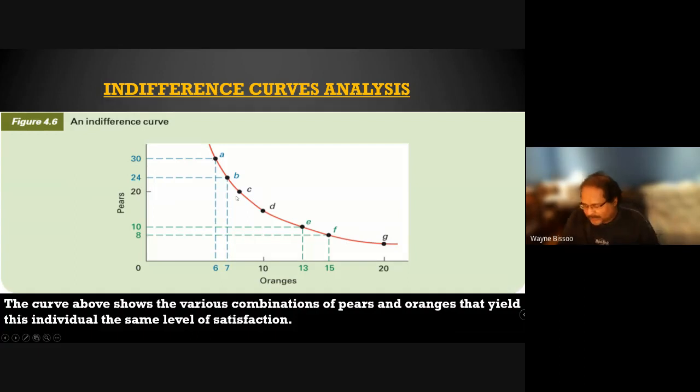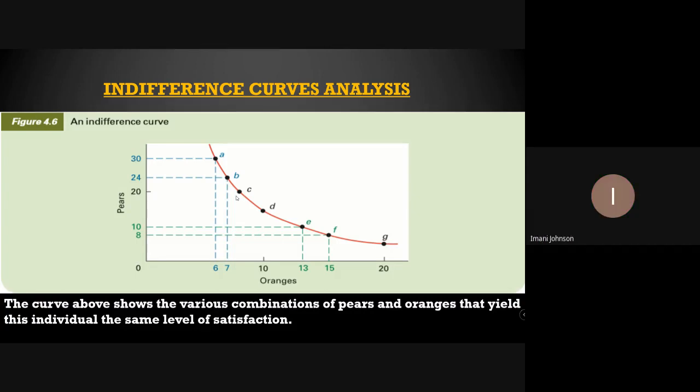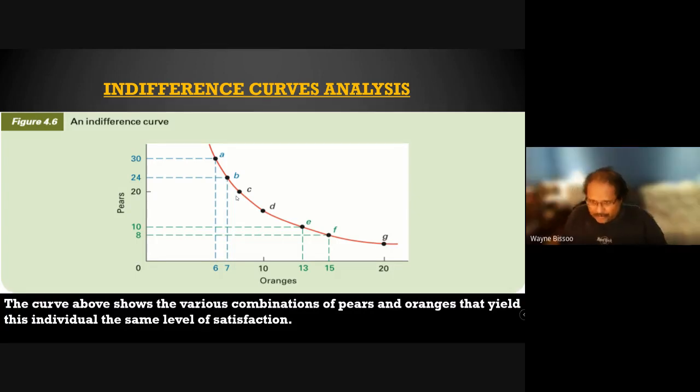Is the rate constant? As far as you can see, is the rate of substitution constant? Or is it changing as we move along the curve? Changing? Yes, it's changing. If it was constant, then it would be a straight line graph, correct. So we know that as we move down the curve from left to right and right to left, the rate of substitution is changing.